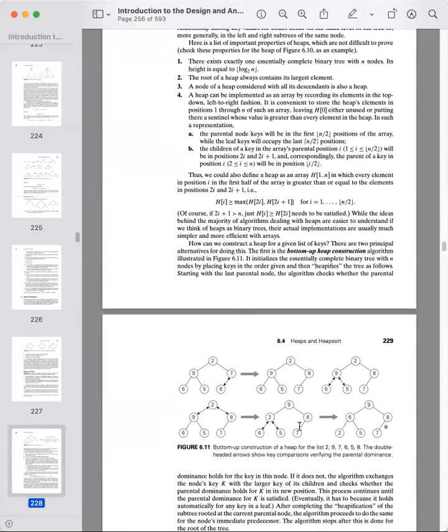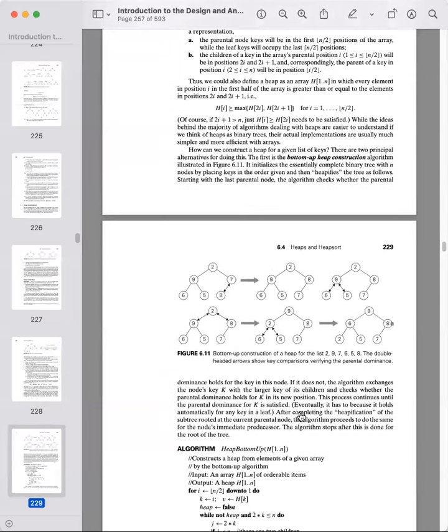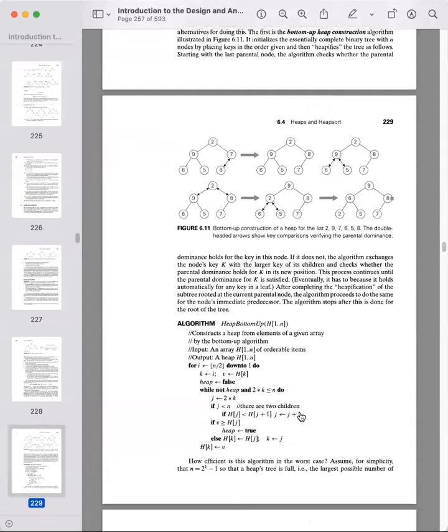And that's how the bottom up construction works. You throw it together any way you can, then you check to see where it's wrong, and you swap.